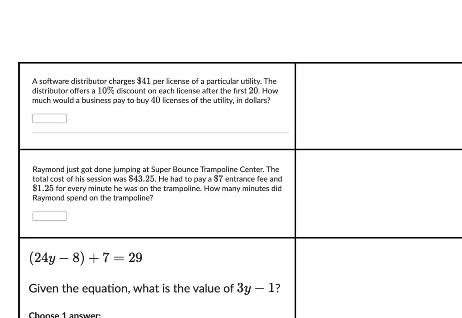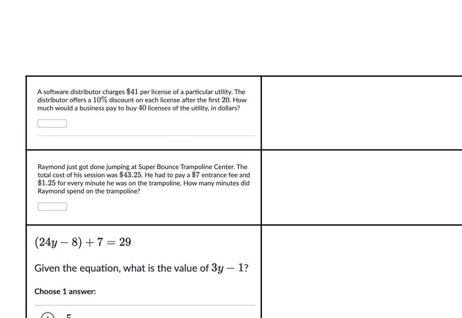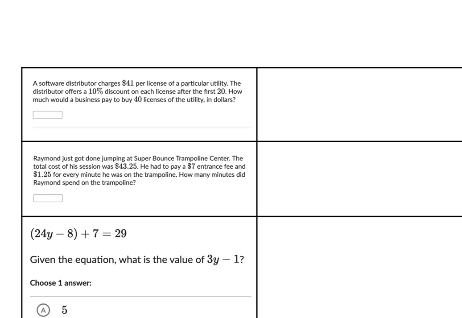A software distributor charges $41 per license of a particular utility. The distributor offers a 10% discount on each license after the first 20. How much would a business pay to buy 40 licenses of the utility, in dollars? So we're buying 40 licenses. So let's take a look.